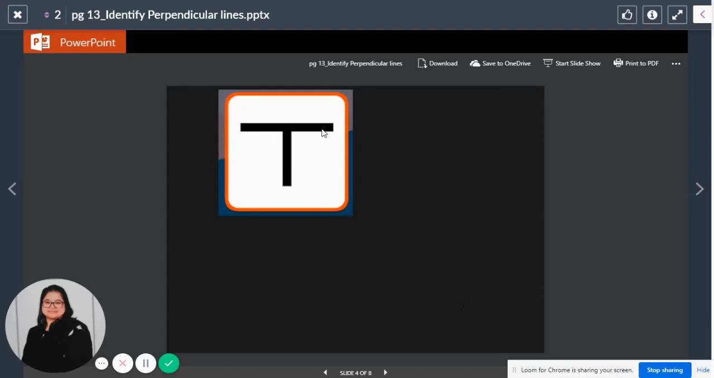Now here we have two lines meeting each other at this point and they are making an angle. Now let's see whether this angle is a right angle or not. And if it is a right angle, that means these two lines are perpendicular. Okay, now how do we test it? You remember we have used a right angle tester. How do we make it?